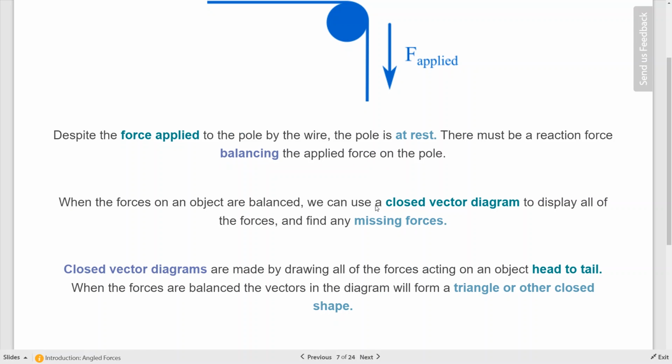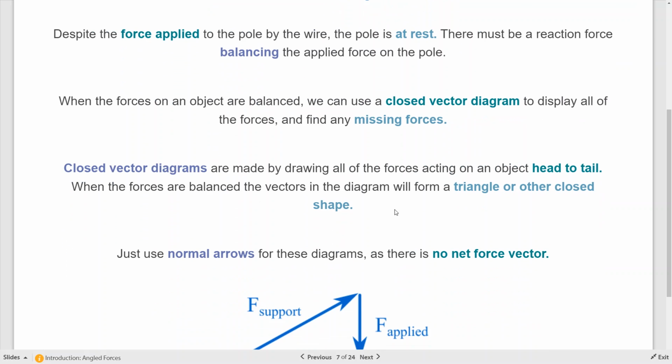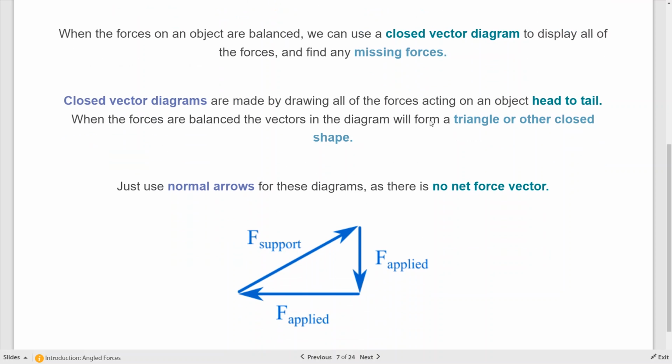When the forces are balanced, we can use what's called a closed vector diagram to display all of the forces and find any of the missing forces then. So with closed vector diagrams, we draw all the forces acting on the object head to tail. When the forces are balanced, they will form a triangle or another closed shape. You don't always just get two orthogonal forces.